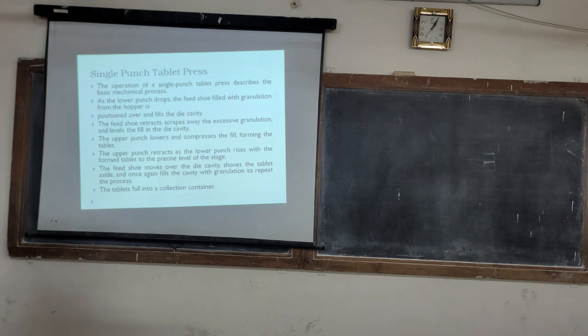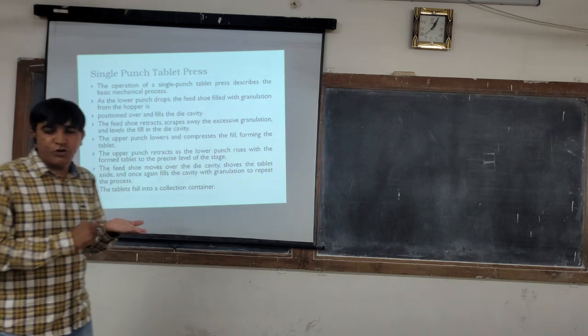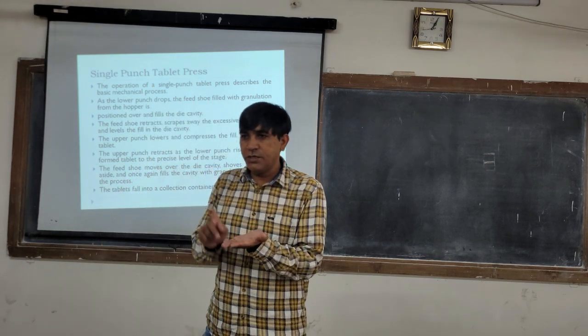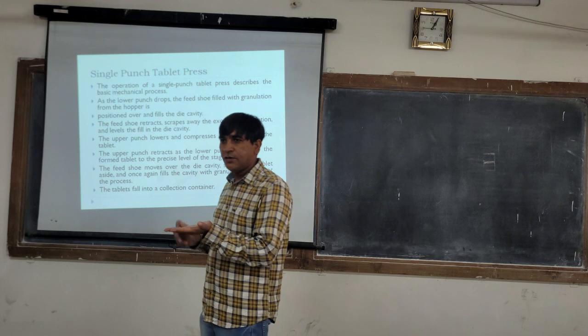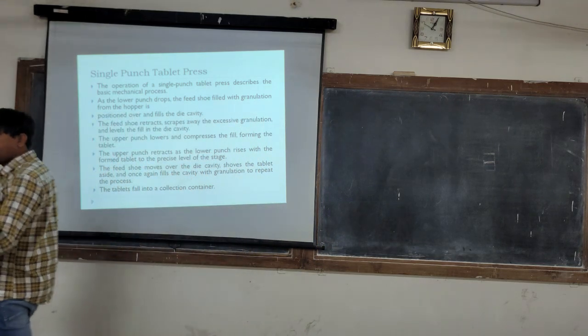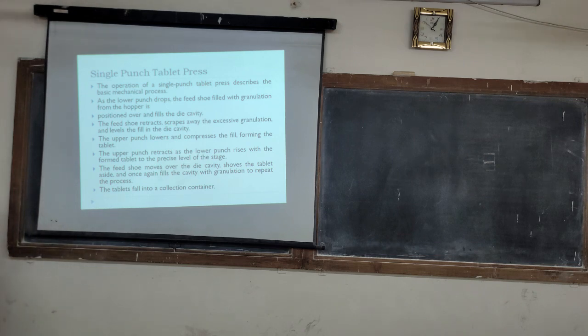In a rotary tablet machine, the number of tablets produced per cycle will depend on the number of stations. In a 10 station tablet machine, 10 tablets are produced per cycle. In a 27 station double rotary tablet machine, 54 tablets are produced per cycle. But in a single punch tablet machine, one tablet is formed per cycle.